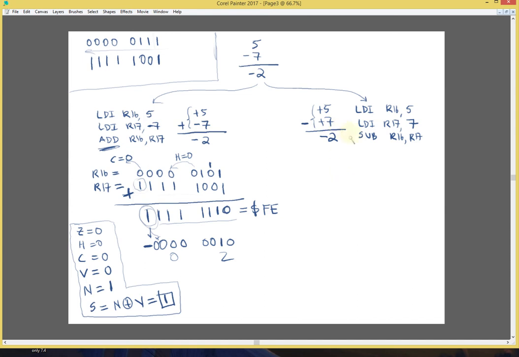So once again, we're loading positive 5 and positive 7. R16 is going to be 0, 0, 0, 0, 0, 1, 0, 1, and R17 is going to be 0, 0, 0, 0, 0, 1, 1, 1. Now we're using the subtract instruction, so we're going to subtract these two numbers. Subtraction has to be done the same way that we humans do subtraction. So long as we don't have to borrow, we just subtract the bottom number from the top number and provide the answer.